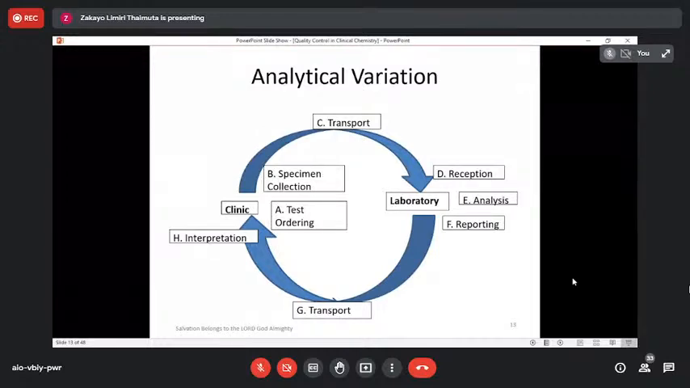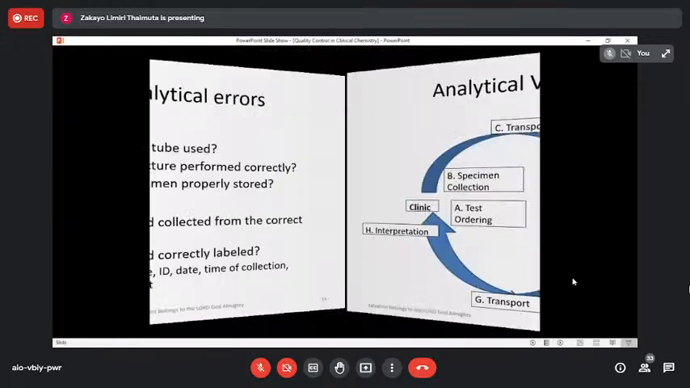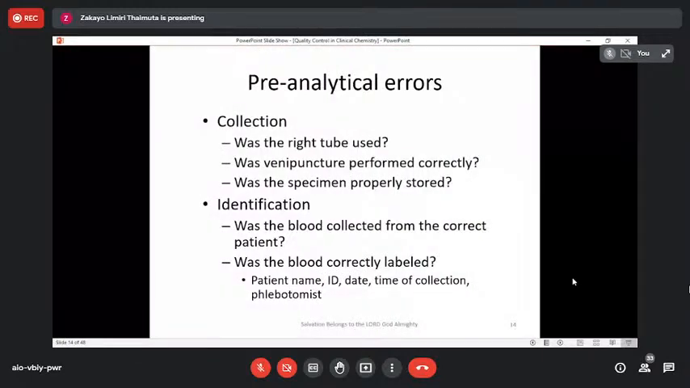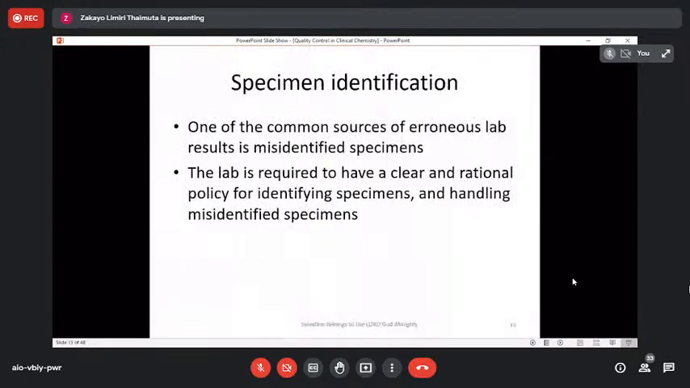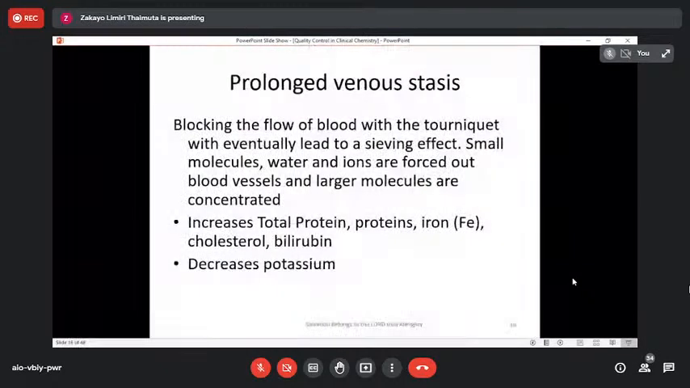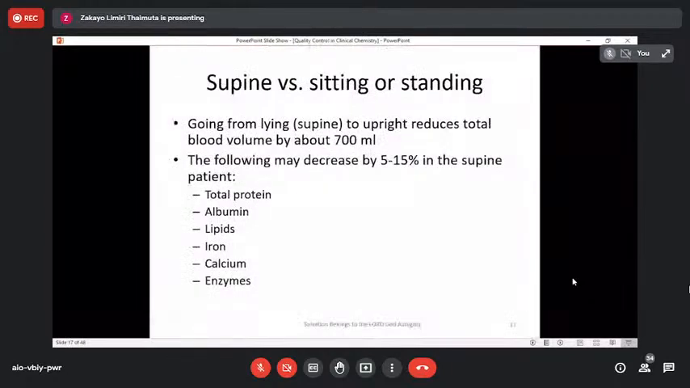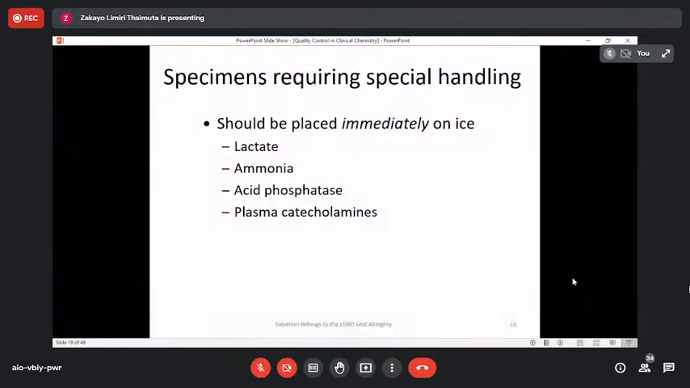All right, now having seen that, we have talked about the pre-analytical, analytical and post-analytical errors. This one I will not go through because we have mentioned it. Here, specimen identification, we have gone through it. You can check the notes and see the biochemical arrangements that occur during specimen collection. I can leave it there for your reading.